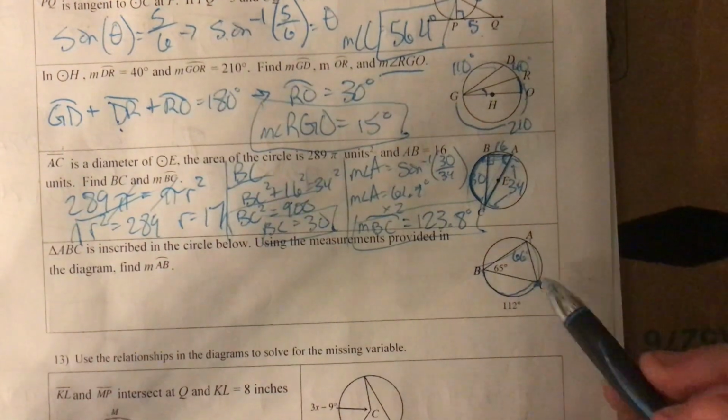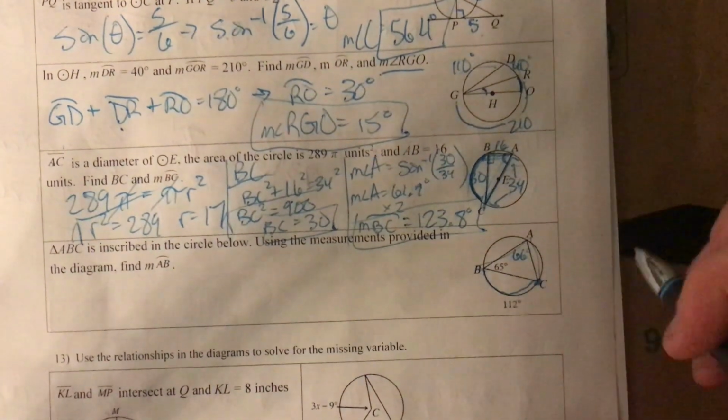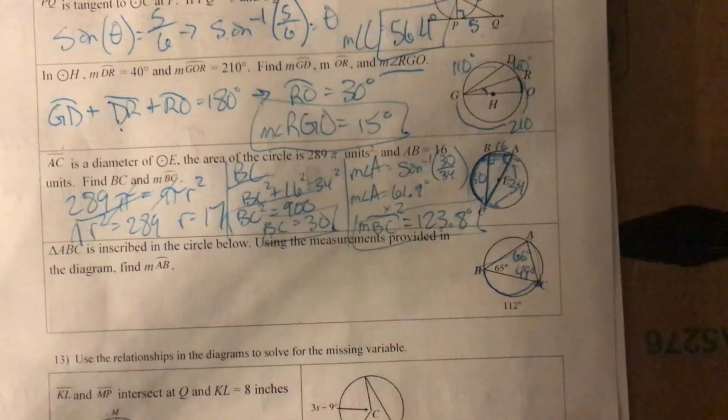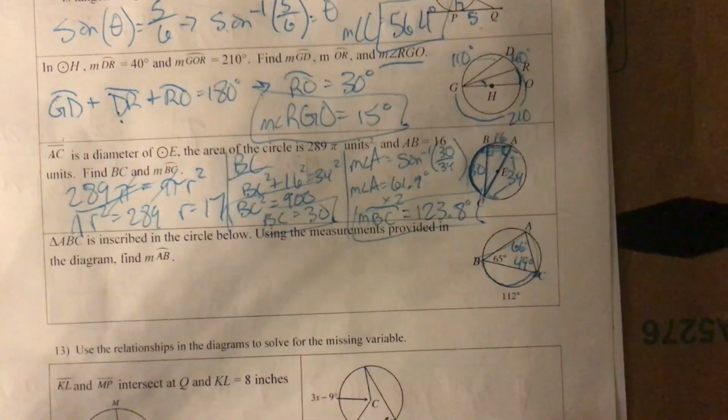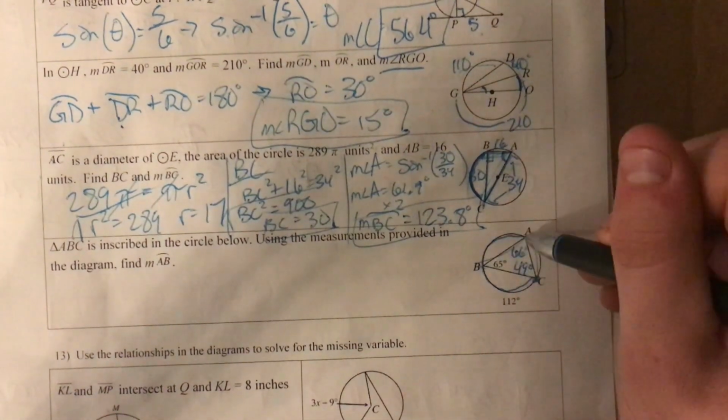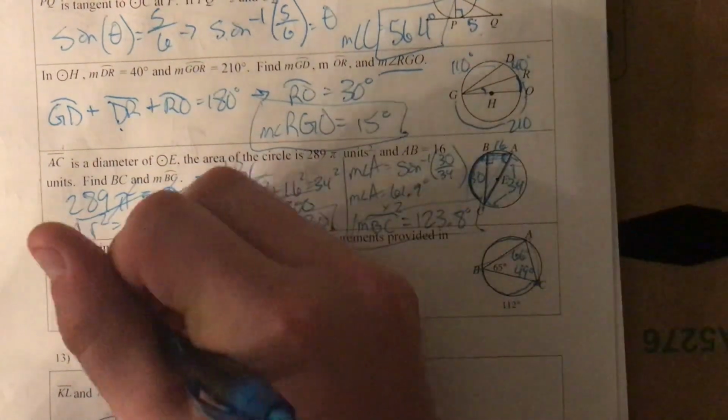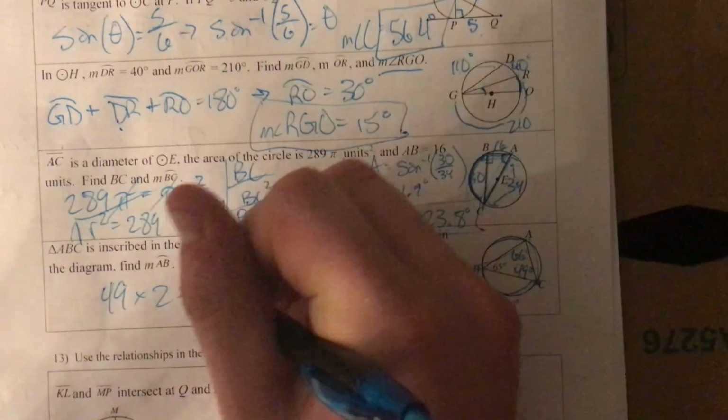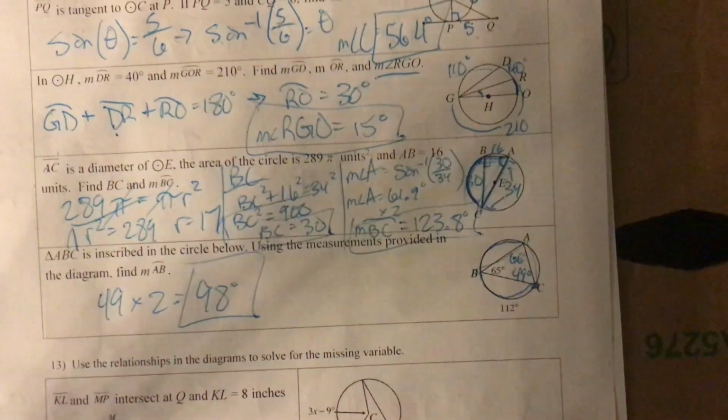Got a triangle right here, so if you do 180 minus those two, you should get 49 degrees, just that 180 in a triangle. And now I want this arc, it's across from that 49 degree angle. Let's do 49 times 2, gets you a 98 degree arc.